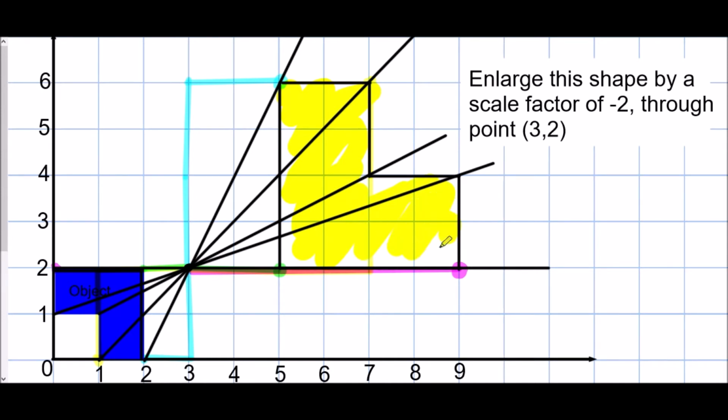And the key here, is it twice as big? Well, yes. Is it a negative enlargement? Well, the shape has changed orientation, it's rotated, and it is twice as far away in the negative direction than it was originally. And so we have enlarged it by a scale factor of -2.